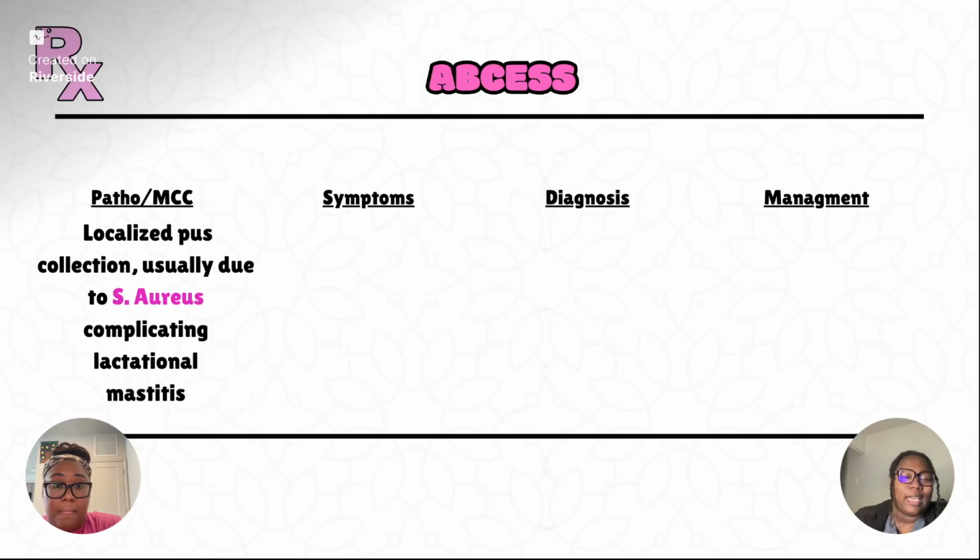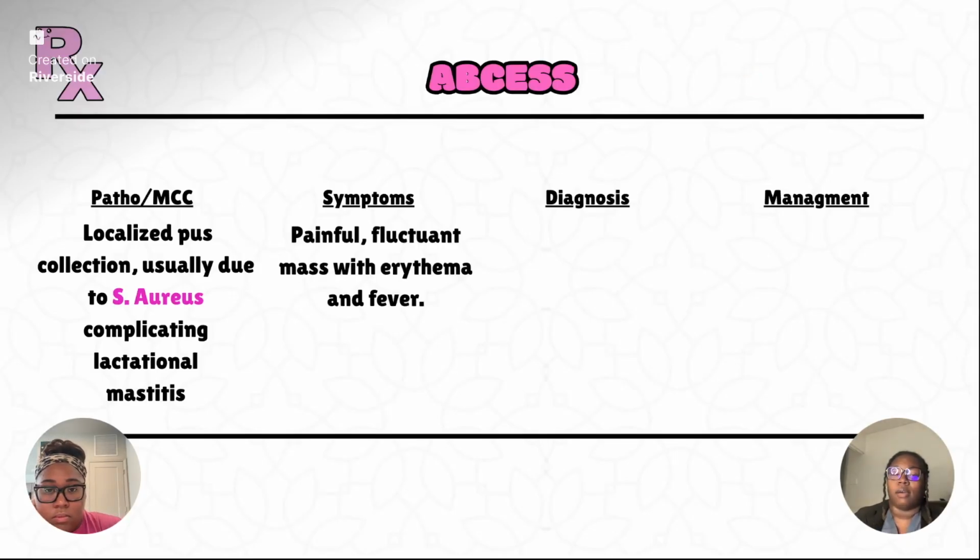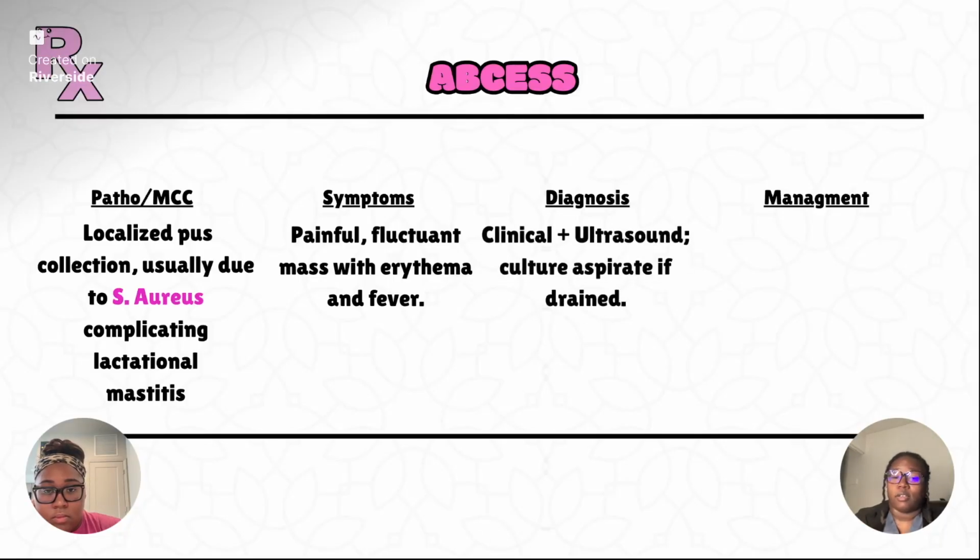The pathophysiology is a localized pus collection, usually due to staph. When in doubt, staph it out. One thing you forgot to mention is that a breast abscess is usually a complication of lactational mastitis. With that, the signs and symptoms, like you said, are a painful fluctuant mass with erythema and fever. Diagnosis is clinical, and an ultrasound. You don't have to get an ultrasound, but some people like to get one.